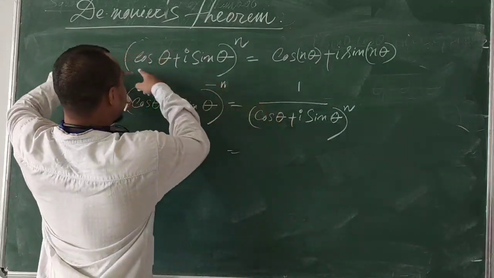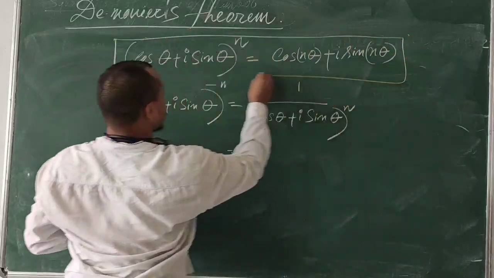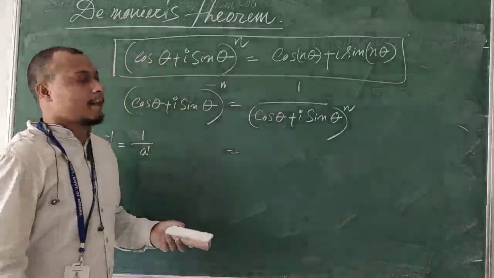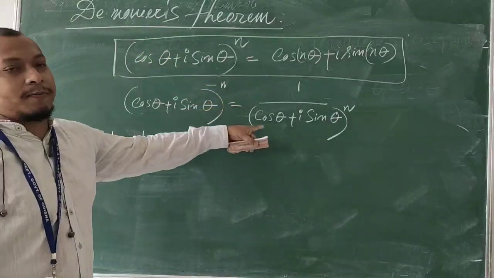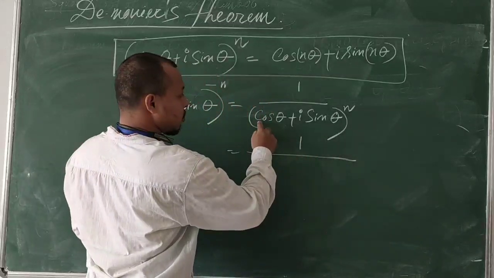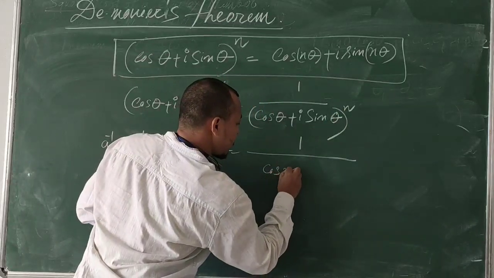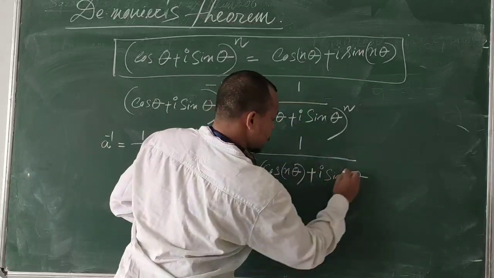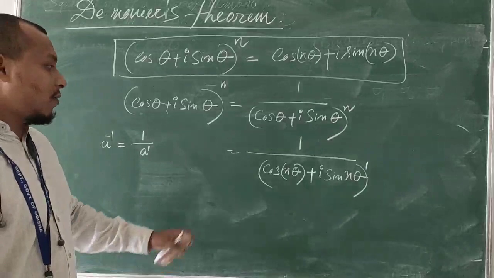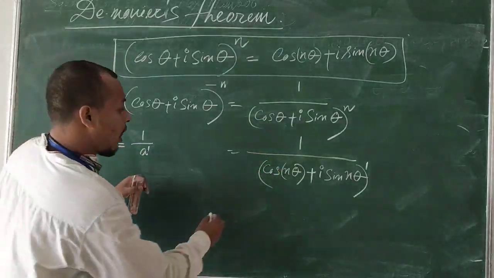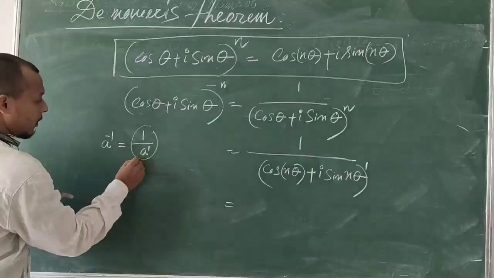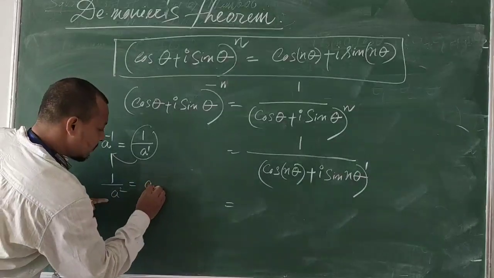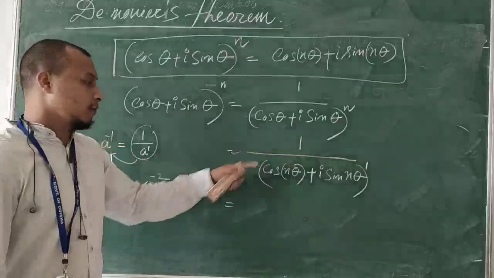Then by applying de Moivre's theorem, if cos theta plus i sin theta to the power n becomes cos n theta plus i sin n theta, I am going to use this theorem here. So this will become 1 by cos n theta plus i sin n theta. Okay? Now I will take this to the numerator. How will I take this? I will just convert this term. If 1 by a to the power 2 is there, then we can write this alternatively as a to the power minus 2. The same thing I am going to do here.